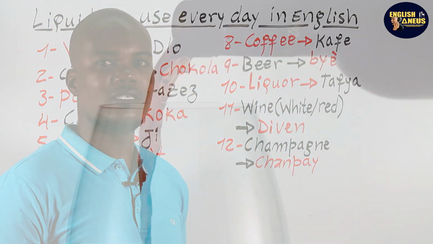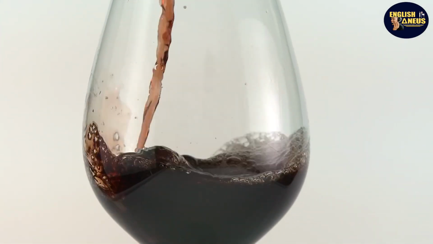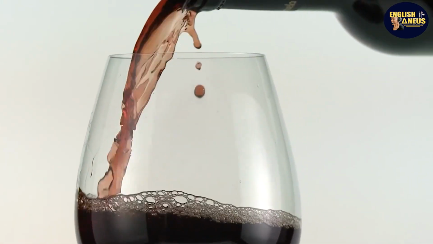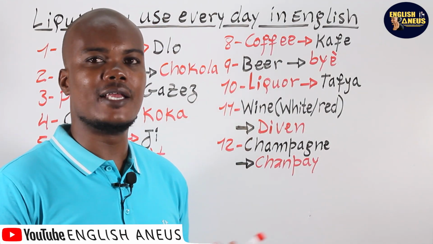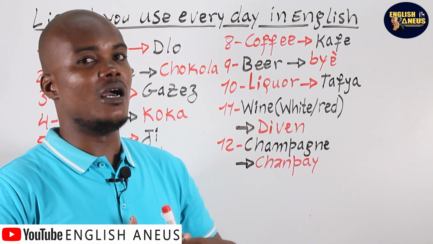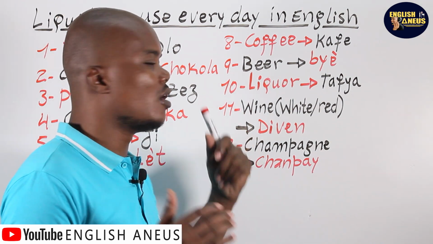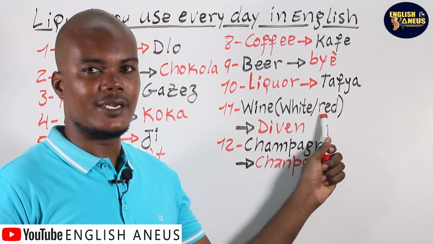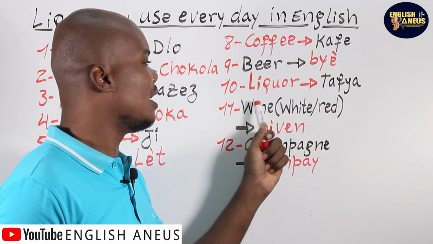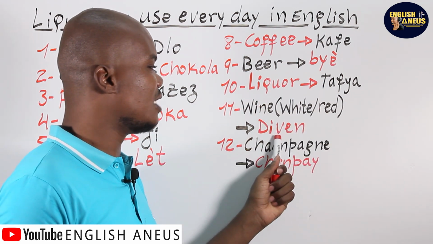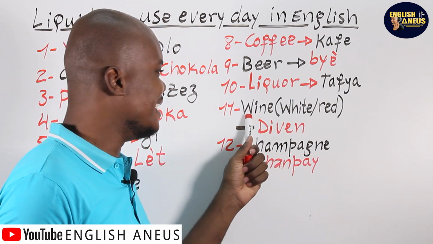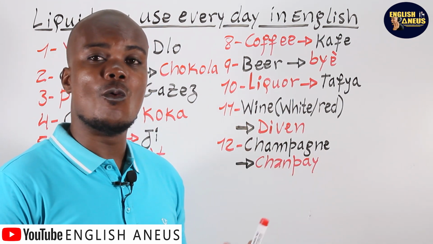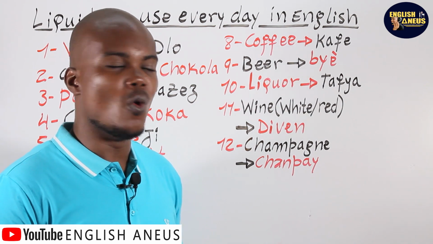Wine is an alcoholic drink. Wine, c'est une boisson alcoolisée tout. They serve wine in a party, at a restaurant, you use wine. There is white wine and there is red wine. Gagne du vin blanc, gagne du vin rouge. On dit ça divin. Wine. Comment on dit divin en anglais? Wine. Repeat after me. Wine.